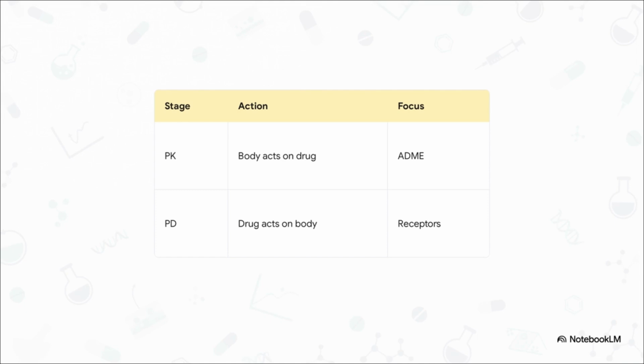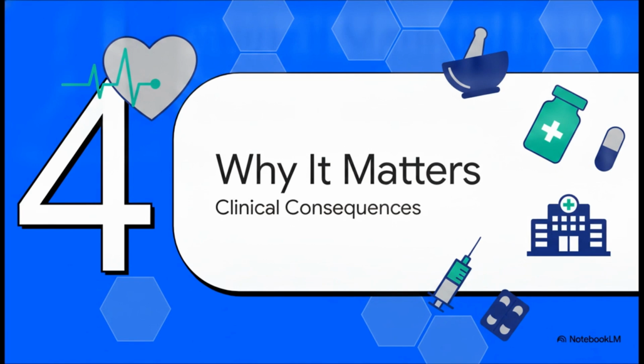Pharmacokinetics, PK, is what the body does to the drug. It involves ADME, that's absorption into the bloodstream, distribution through the tissues, metabolism by the liver, and excretion by the kidneys. Conversely, pharmacodynamics, PD, is what the drug does to the body. This is the actual receptor binding and the resulting therapeutic effect. You absolutely must have the physical pharmacy properties completely dialed in for both PK and PD to work correctly. And this brings us to Section 4, why physical pharmacy matters.